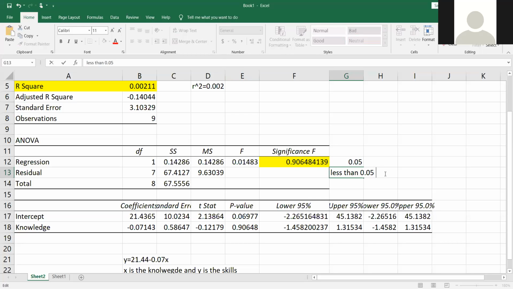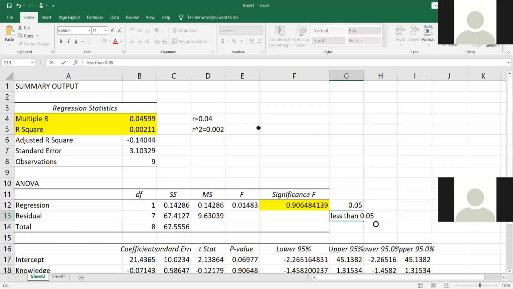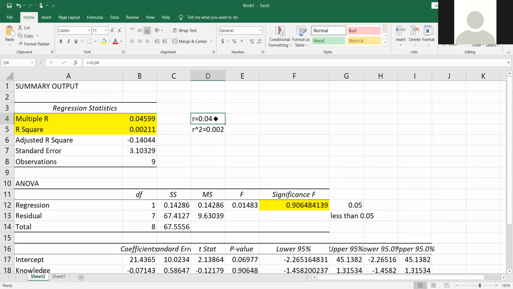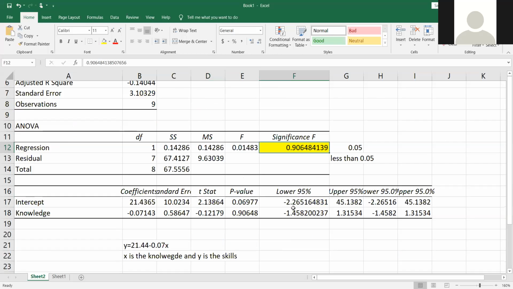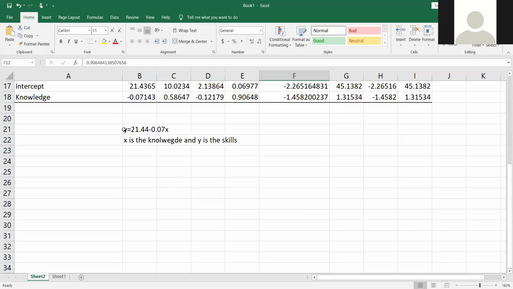So therefore, our conclusion is that there is no significant correlation between knowledge and skills. Because of course, if we look at this value, this is very low. It is almost no correlation as I have said. So we have here our R squared and the p-value to indicate whether there is or there is no significant correlation in our equation. So this is all for our lecture for correlation and linear regression.